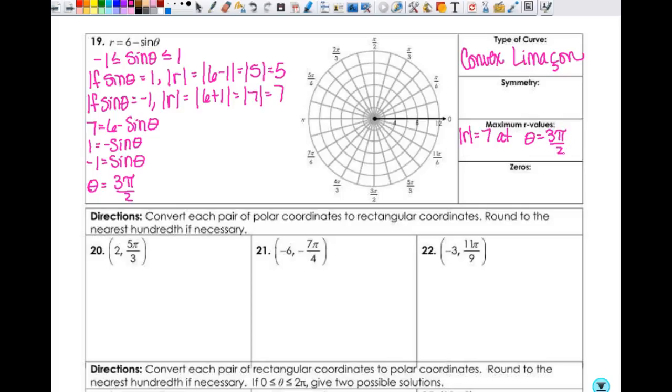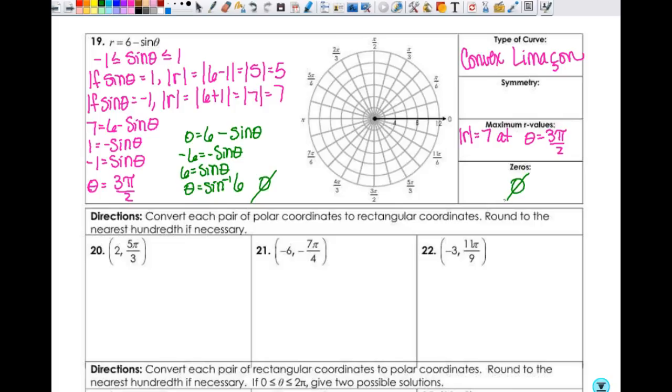Then I need to find my zeros. So 0 is equal to 6 minus the sine theta. So that means -6 is equal to negative sine theta. So 6 is equal to sine theta, which means that theta is equal to the sine inverse of 6. So think about what that means. Can you take the sine inverse of 6? No, you cannot. That is the empty set. There are no zeros. So my graph is not going to cross through 0.